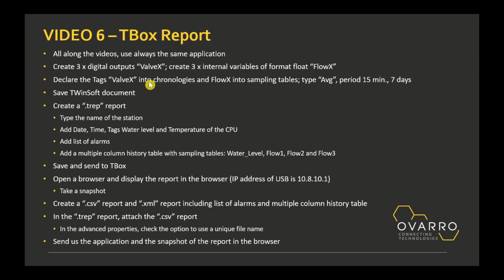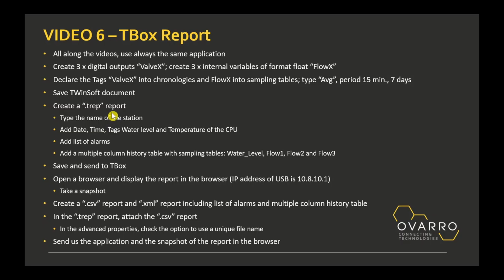The question for this video, so we will mostly do what you have seen in the video. So you create the 3 digital output from the simulation card, and from the list of tags you create 3 internal variables, format flow. You declare the valves into chronology, and you declare the flows into sampling tables. You save the document. This is important because when we start Report Studio, it will use the TwinSoft document, and everything you have done in TwinSoft document must then be available for Report Studio.